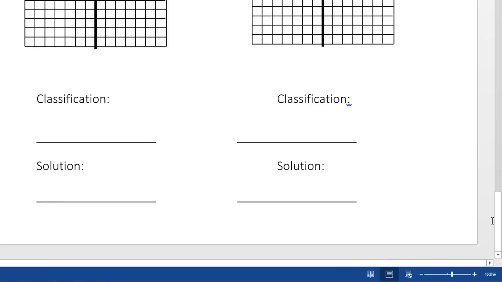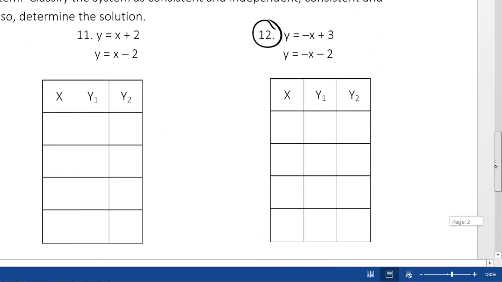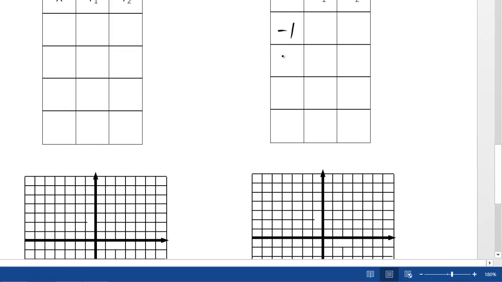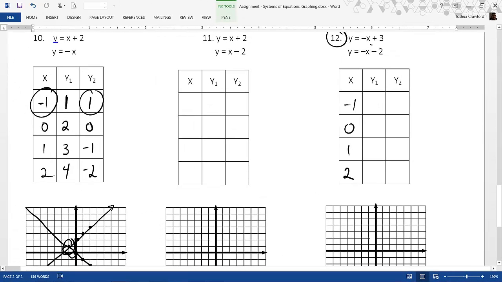Now, moving on to question 12. Again, there's no x's, so put in your own x's. Negative 1, 0, 1, and 2. Plug your x's into your equations. So, starting with your first equation, plug it in. Negative is positive, so we'll have positive 1 plus 3, 4. Plug in 0. 0 plus 3, 3. Plug in 1. We'll have negative 1 plus 3, which is 2. Plug in 2. That's negative 2 plus 3 is 1.